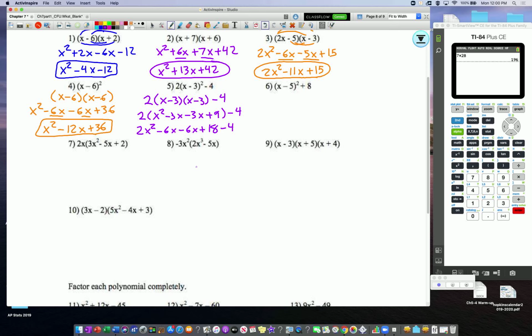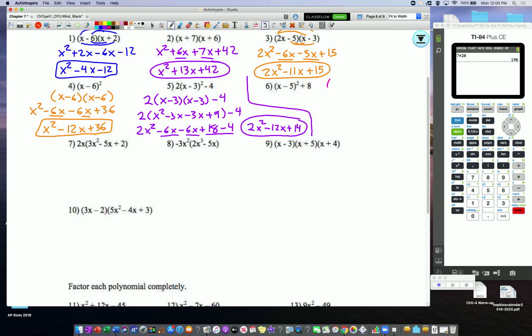Got to combine my like terms. So I get 2x squared, negative 6x and minus 6x is minus 12x. 18 minus 4 is plus 14. Got my answer there. Kind of ran in on this, but that's okay. I got a little extra room over here.